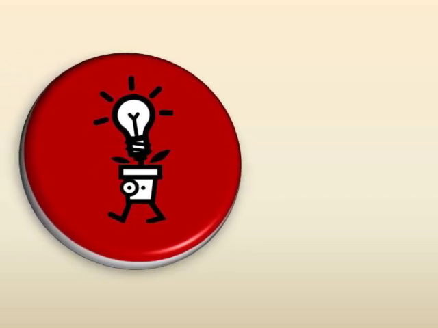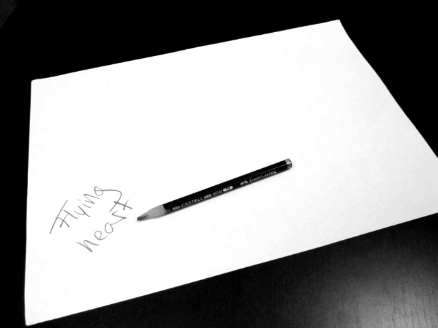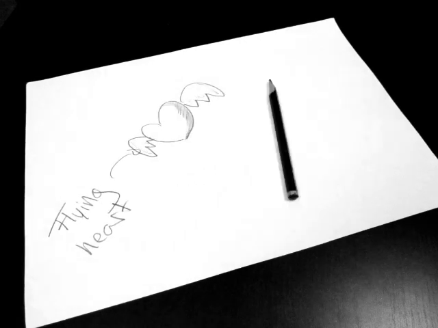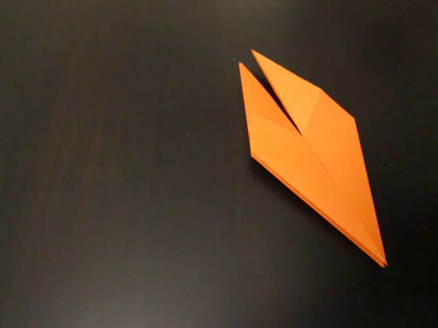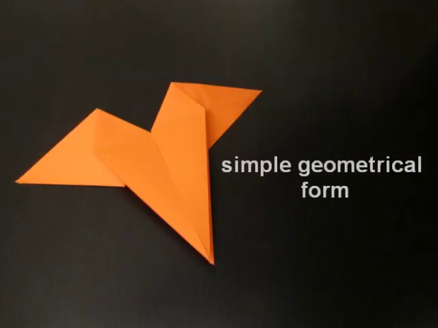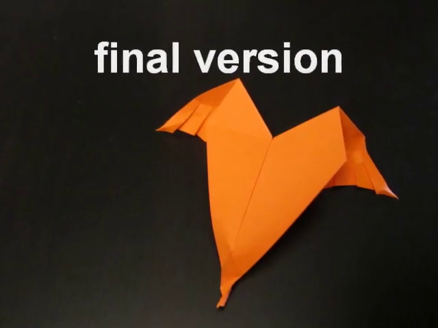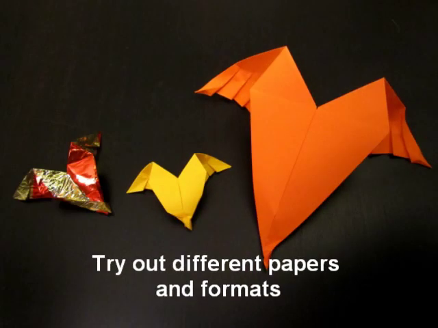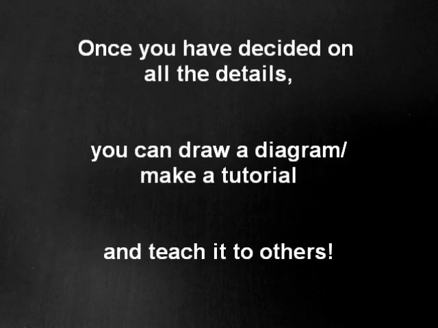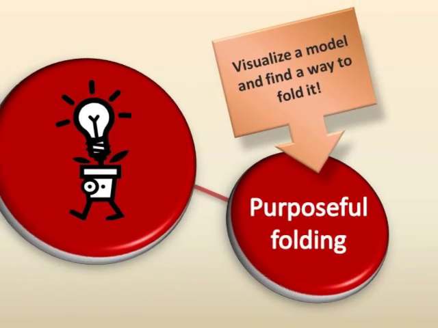The most common form of designing origami, though, is probably purposeful folding. First, you decide on a subject, you make some rough drawings. If it's a more complex model, you should check out more details. Then you think in simple geometrical forms. You take a base, or you design your own base, and then you start folding until you like it. So purposive folding is really all about visualizing a model and finding your way how to fold it.